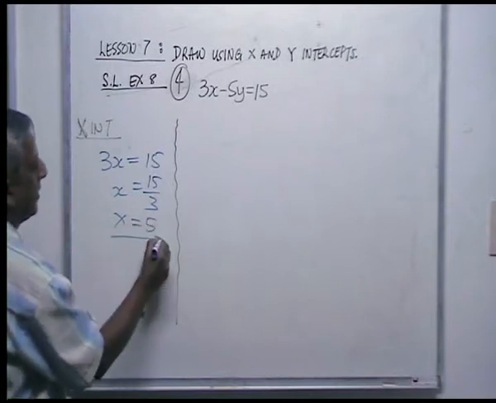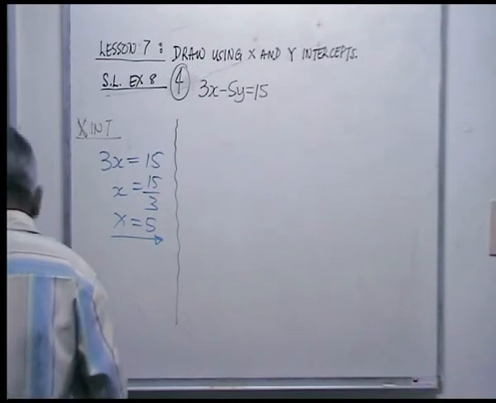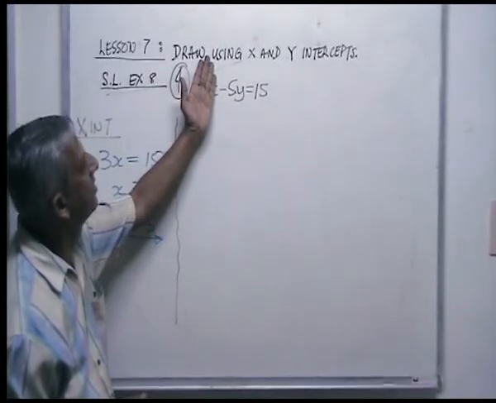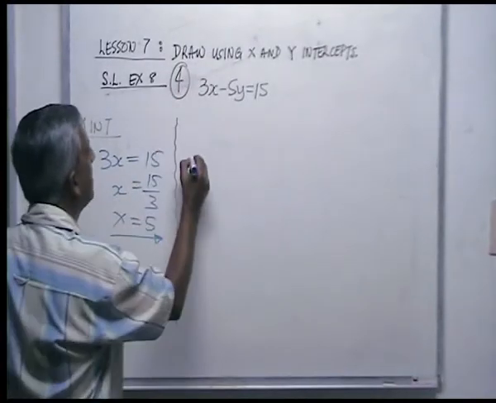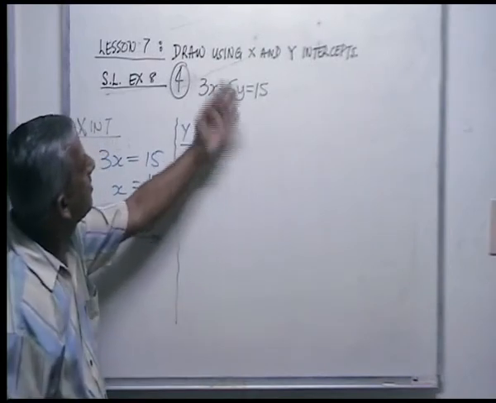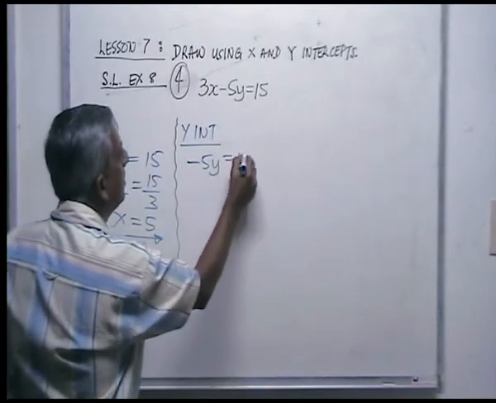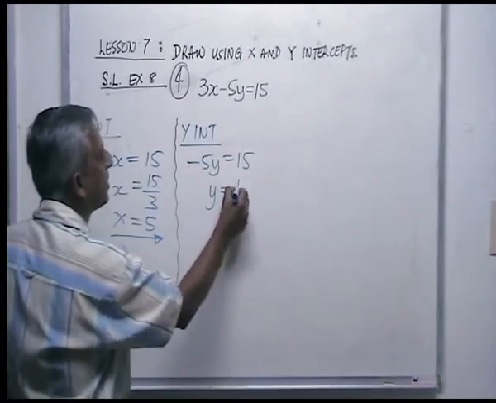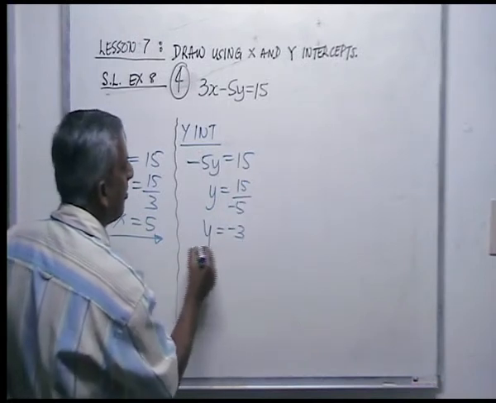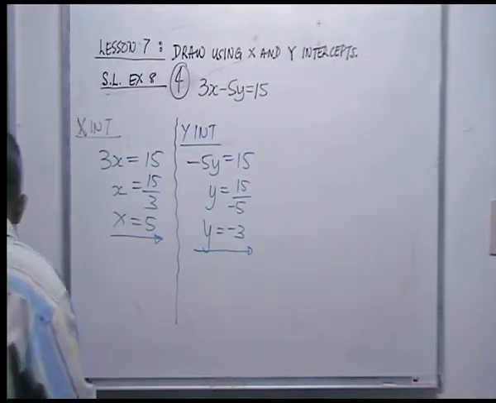Okay, we've got the x-intercept. Now we want the y-intercept. If you want the y-intercept, you put x equal to 0. So what's left? Be careful. Minus 5y is equal to 15. Y is equal to 15 divided by minus 5. Y is equal to minus 3. So we got our x and y intercepts.